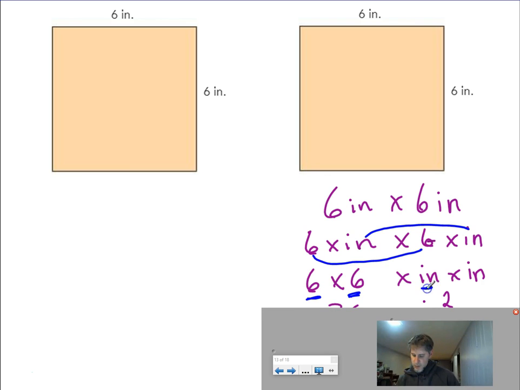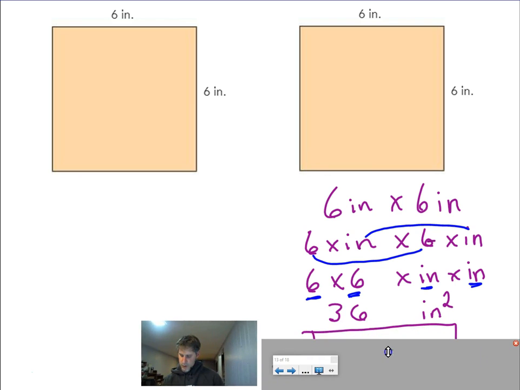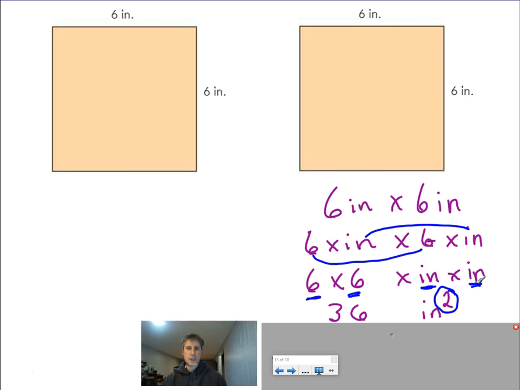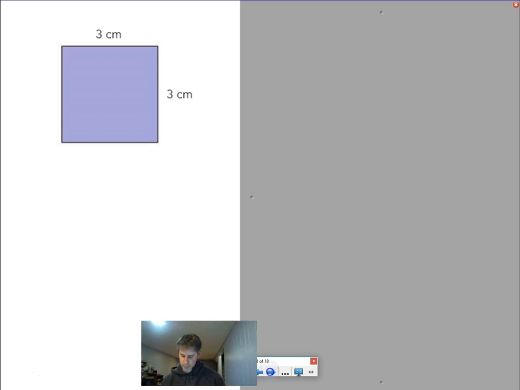And then here, because I have 2 of those inches, remember our exponent, that little 2, that's where that little 2 comes from. Okay? So over here, this little 2 is simply because there's 2 of those inches that are being multiplied together to give you square inches. And as you type it in, you can put over here 36 SQ, square inches. All right? How about this one? What would you put in?